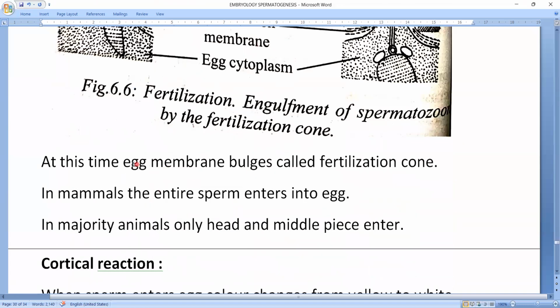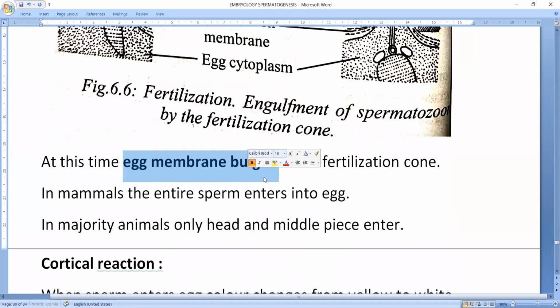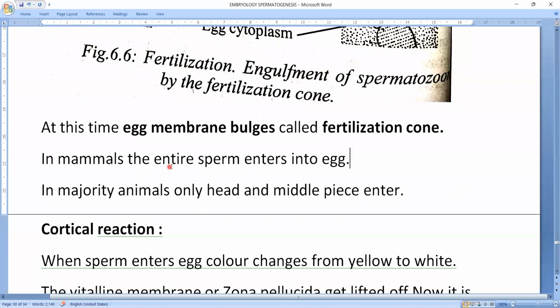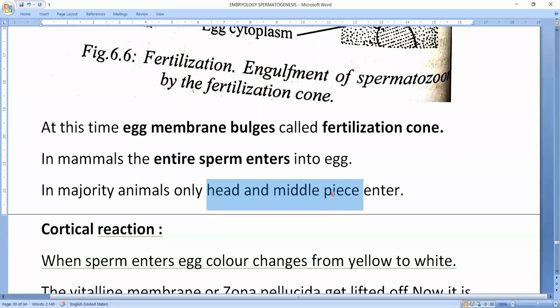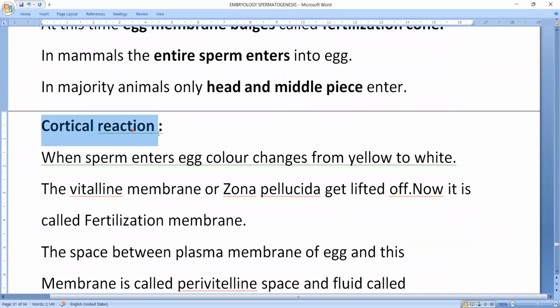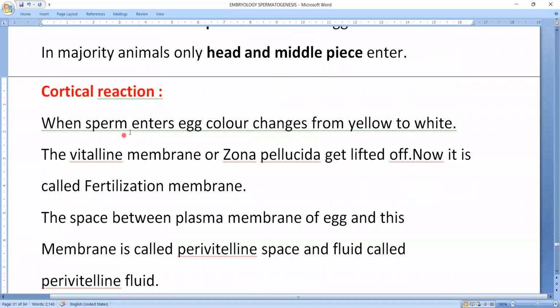At this time the egg membrane bulges, ఉబ్బుతుందన్నమాట. That bulge is called the fertilization cone. In mammals, the entire sperm enters into the egg. In the majority of animals, only the head and middle piece enter into the egg. So now the cortical reaction that prevents polyspermy. When the sperm enters the egg, the color changes from yellow to white.